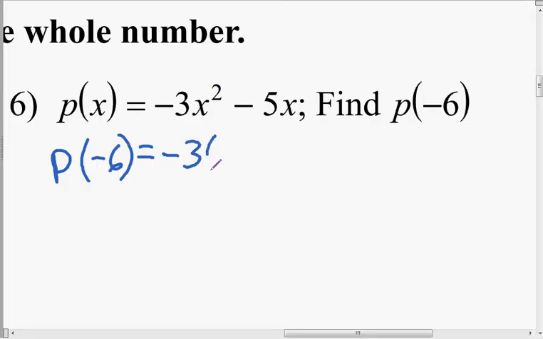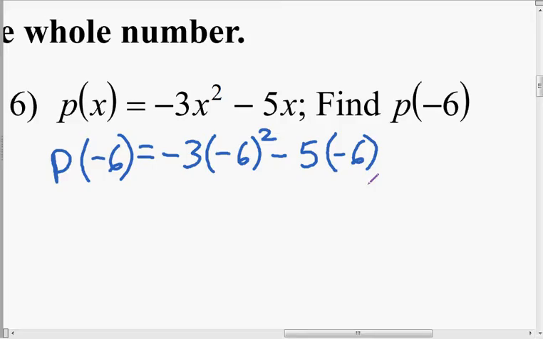Negative 3 times negative 6 squared minus 5 times negative 6. So we had an extra x term in here. We're going to have to take that into account. Also, we're squaring a negative 6. A lot of people have trouble with that because if you put negative 6 squared in your calculator without the parentheses, the calculator squares the 6 and then makes the 36 negative.